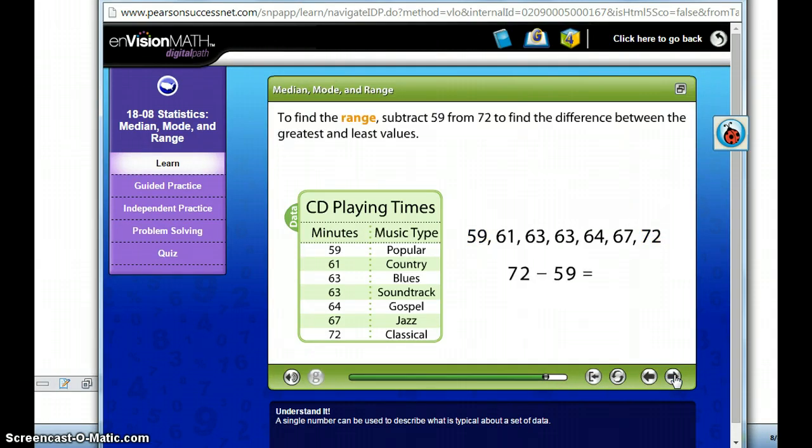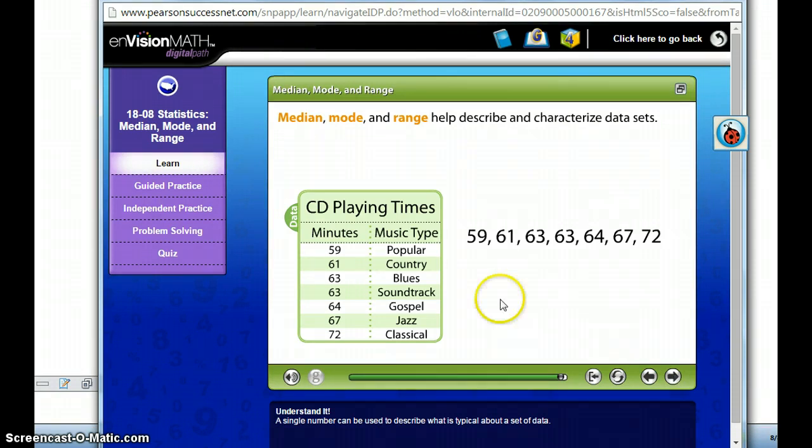To find the range, subtract 59 from 72 to find the difference between the greatest and least values. The range of the number of minutes of playing time is 13. Median, mode, and range help describe and characterize data sets.